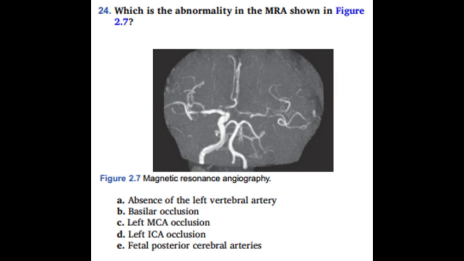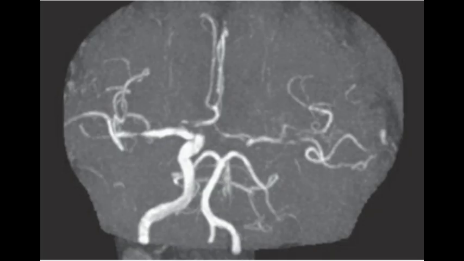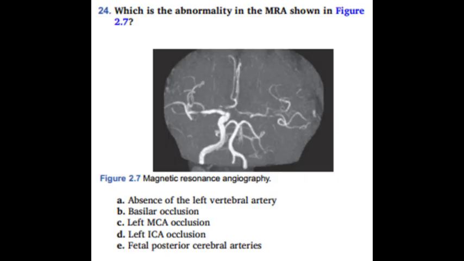The question is, which is the abnormality in the MRI shown in figure 2.7? Let us take a look at it. Option A, absence of the left vertebral artery. Option B, basilar occlusion. Option C, left MCA occlusion. Option D, left ICA occlusion. Option E, fetal posterior cerebral arteries. So what's the correct answer? The correct answer is D, left ICA occlusion.